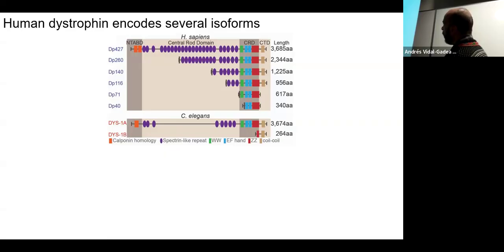The gene is about the same size. If you look at the size in amino acids, it's about 10 amino acids off. But that's pretty close. And the same domains. And then the idea is that there are only 2 isoforms of dystrophin in C.